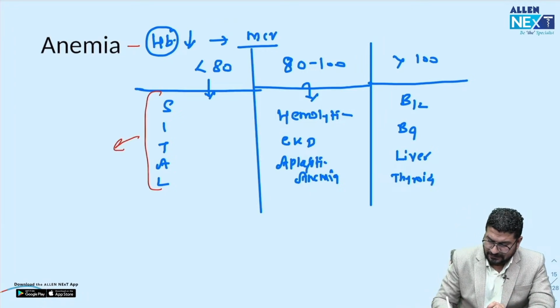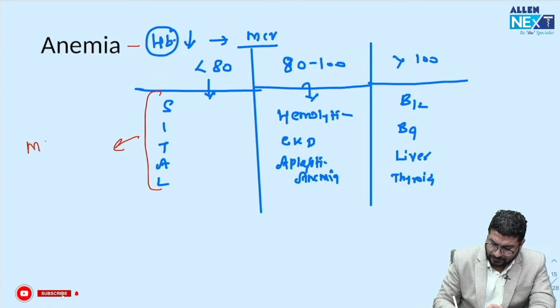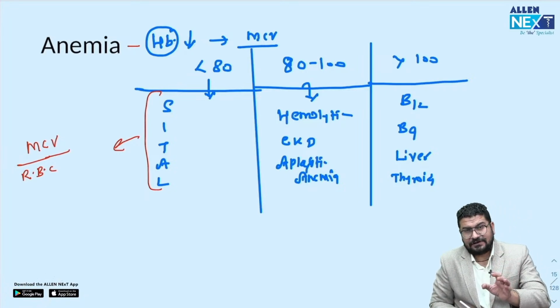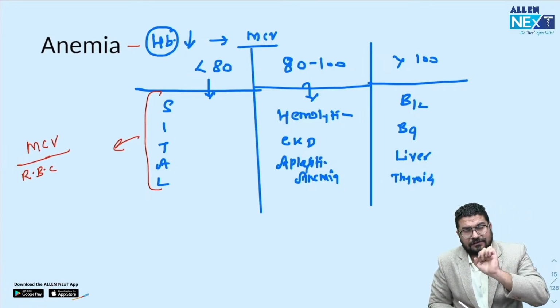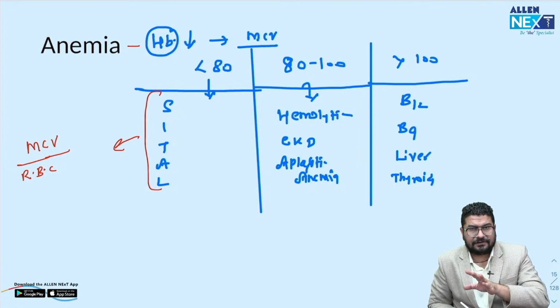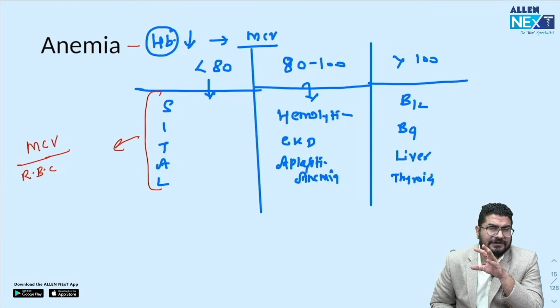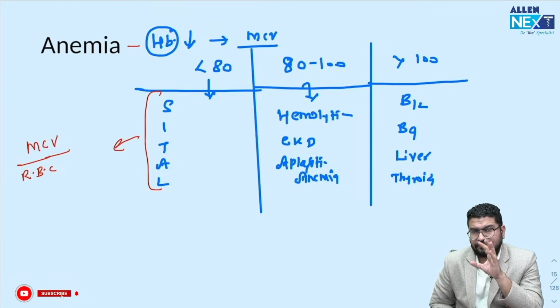In this case, what you will do is see MCV divided by RBC count. Make sure RBC count is not the hemoglobin. RBC count is different. In the CBC you will see RBC count is also written. So suppose MCV is given, divided by RBC count. Make a rough calculation. Suppose MCV is 60 and RBC count is 5. So 60 divided by 5 will come to 12.